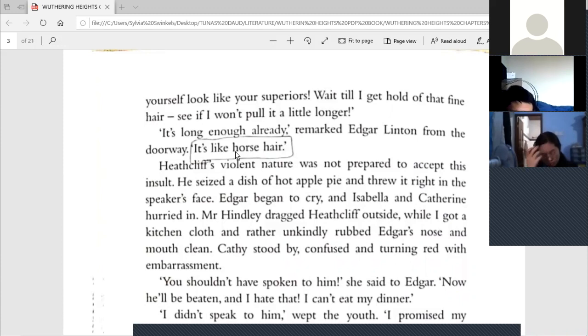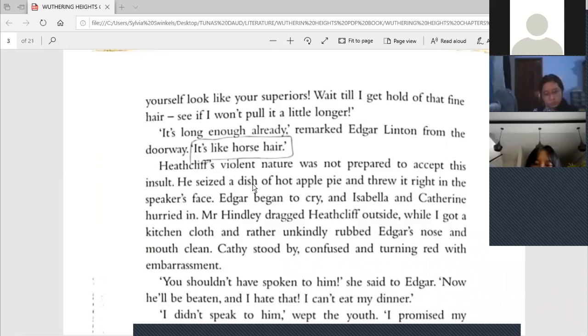Heathcliff's hair. Yeah, very good. Heathcliff's hair is like horsehair. Who can tell me what figurative language this is? What technique is used here? A comparison between two things using like or as. What is that? Metaphor. Almost good. Not a metaphor, the other one. Starts with an S. Simile. Yeah, very good.